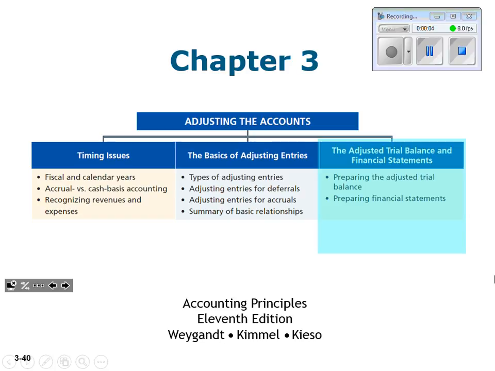Okay, so we're at the last section of the chapter. Like I said, it's going to be really easy to talk about, but more tedious to do. We've done all of our adjusting entries. Now we have to update trial balances and get our financial statements ready.